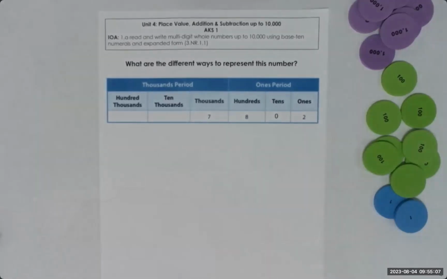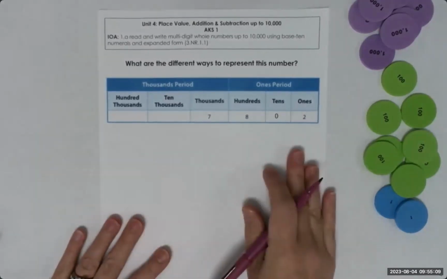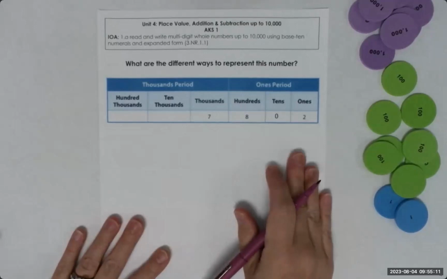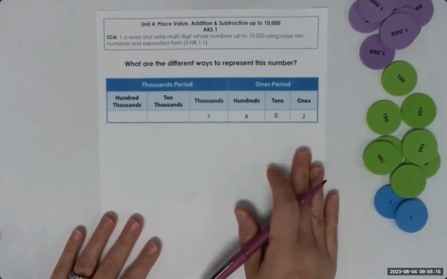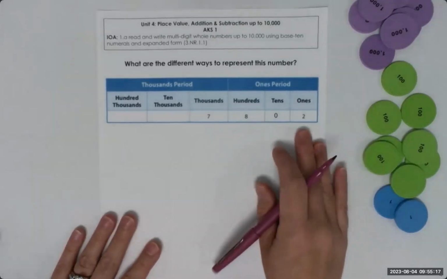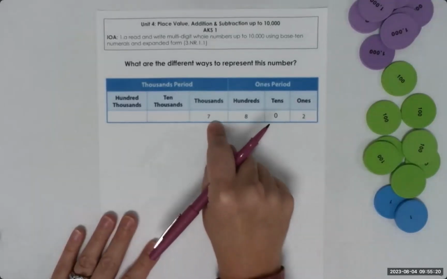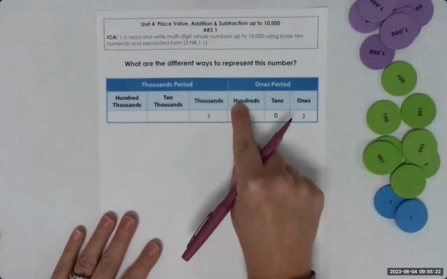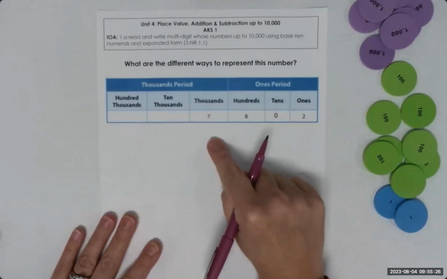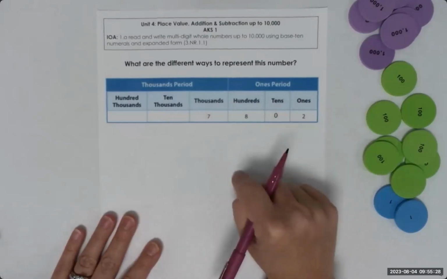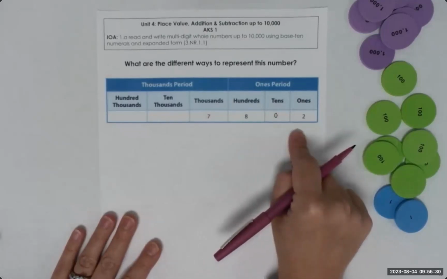All right, teachers, first things first, I am going to draw my own place value chart here. You can use a printed place value chart, that works too. But when I want to model this for students, I notice that I have a 7 in my thousands place, an 8 in my hundreds place, 0 tens, and 2 ones. So that's going to help me not only to build my number, but also to represent my number.